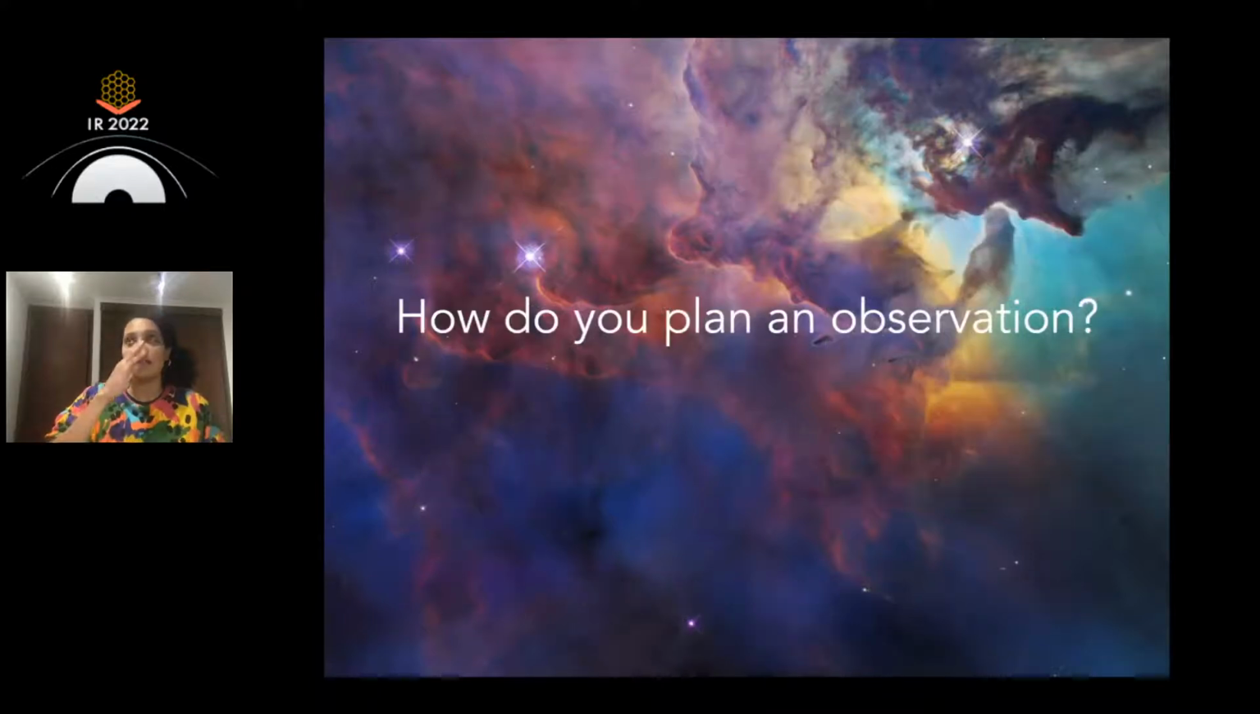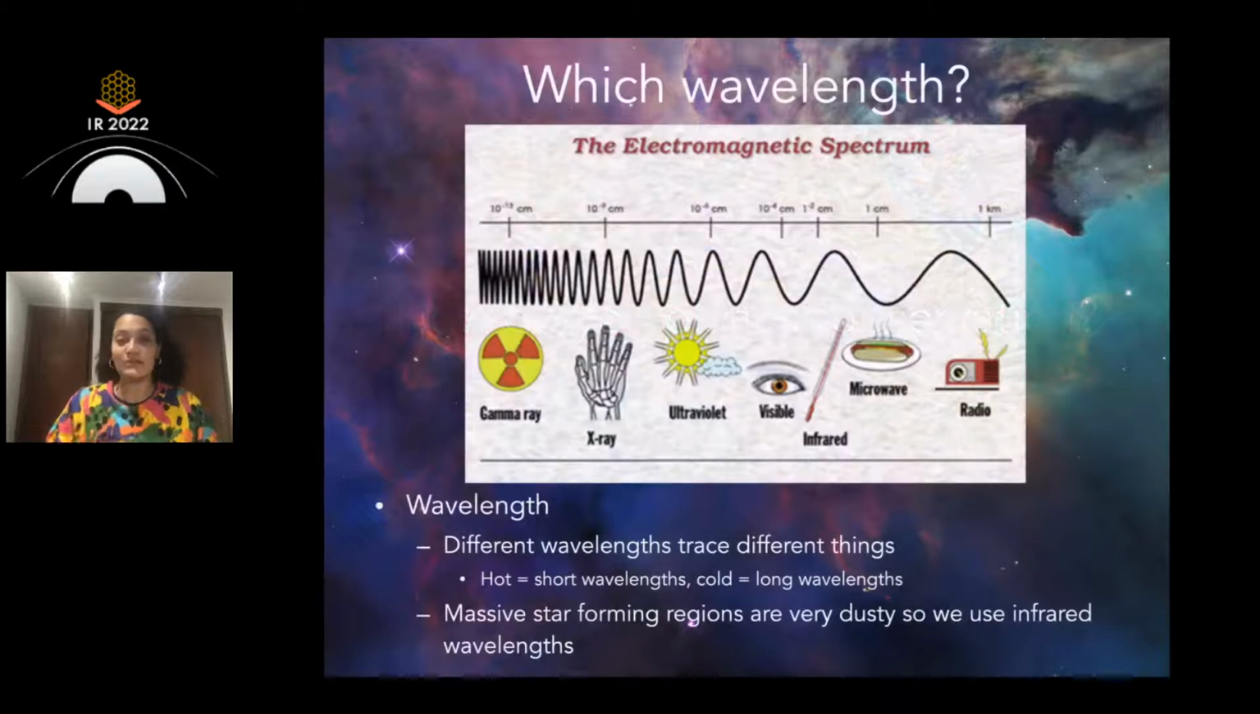So when you decide you want to study something in space, you then need to think about how you're going to observe it. Like, you need to plan your observation, essentially. So the first thing that you need to decide is what wavelength do you want to observe in? And essentially what I mean by that is, what kind of radiation do you want to look at coming from your source to study it?